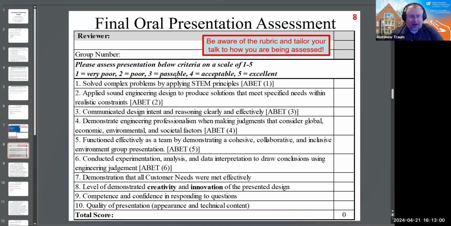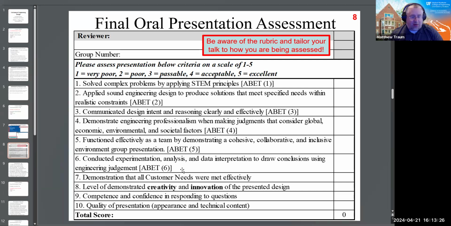A lot of these things tie back to things that we've already done in the class. And so you are welcomed and encouraged to use content that you've generated for your other presentations, your reports, your performance evaluations, and to put all that together into your presentation to be sure that you are addressing all 6 of these ABET-linked requirements.